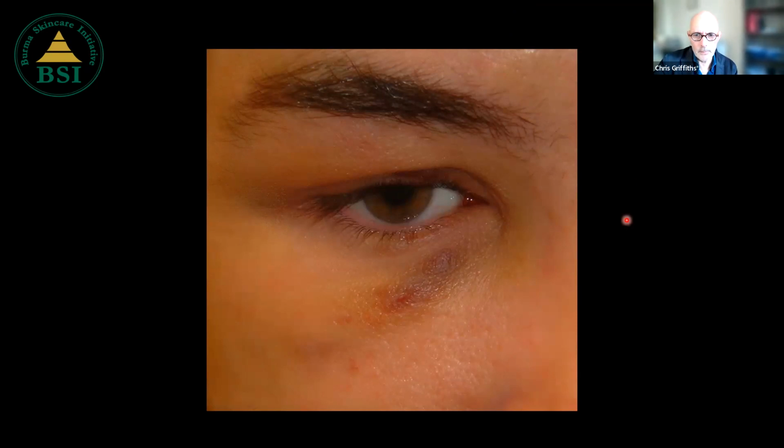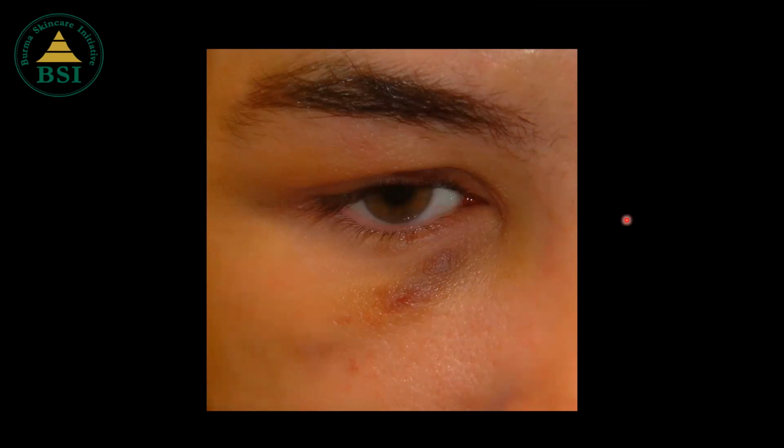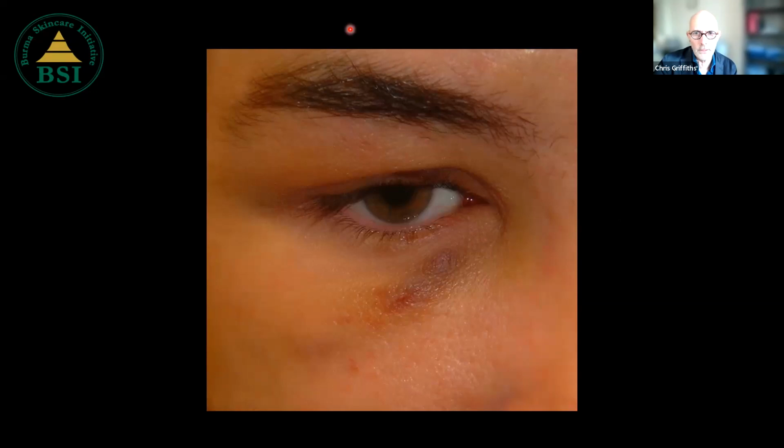Any thoughts what this might be? Someone mentioned BCC. Actually, before we go to what you think it might be, anyone want to try and describe it? What have we got? So first, Harley asked, how long does the discoloration take to disappear? It can take a few years, actually.